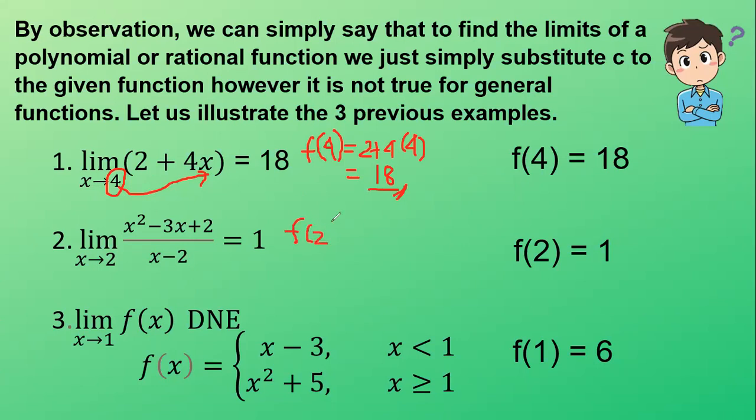Evaluate f of 2. Substitute lang yung ating 2 sa x's. So 2 squared minus 3x plus 2 all over 2 minus 2. So we will get the answer of 0 over 0. So nung tinable natin, 0 over 0 ba yung sagot? So hindi. Nag-come up tayo sa answer na 1. So paano kaya natin maa-apply substitution method?